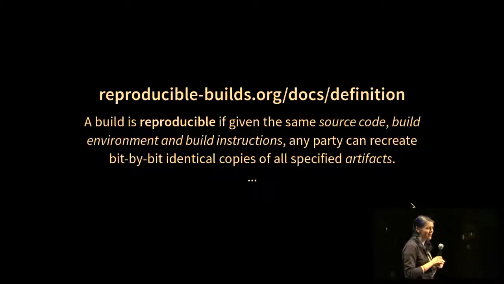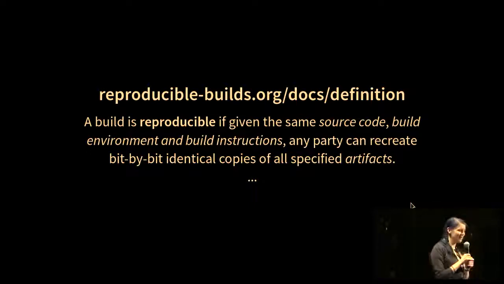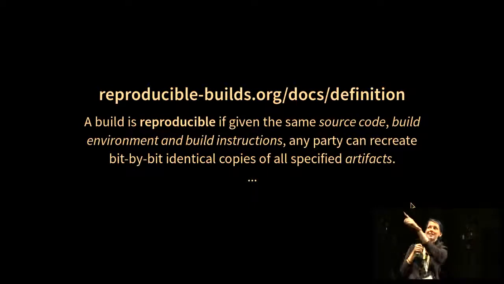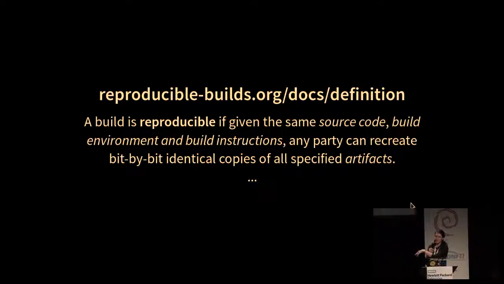One thing that we did that we're all proud of is that we made a definition of what it means for a build to be reproducible. I'll read it. A build is reproducible if given the same source code, build environment, and build instructions, any party can recreate bit-by-bit identical copies of all specified artifacts. If you go to reproducible-builds.org/docs/definition, all of these slanted italic words are defined in more detail later on in the document. So that's cool. Now we all agree, all those projects, you can't disagree now.